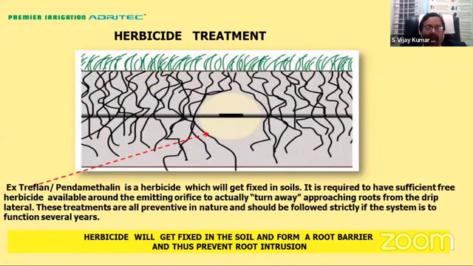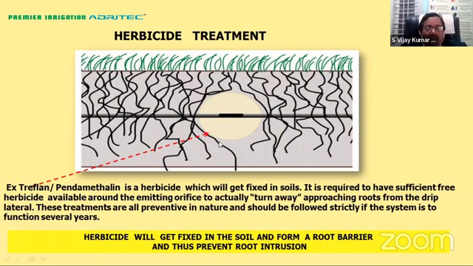I want you to understand how this herbicide treatment works. Now look at the sketch. This is the drip line. When you inject this pendimethalin or the herbicide, it will naturally get fixed in the soil, and what it will do is not allow the roots. This area is going to be prevented from the roots entering into the orifice of the emitter. So this is how it is going to work. You can understand how important it is.